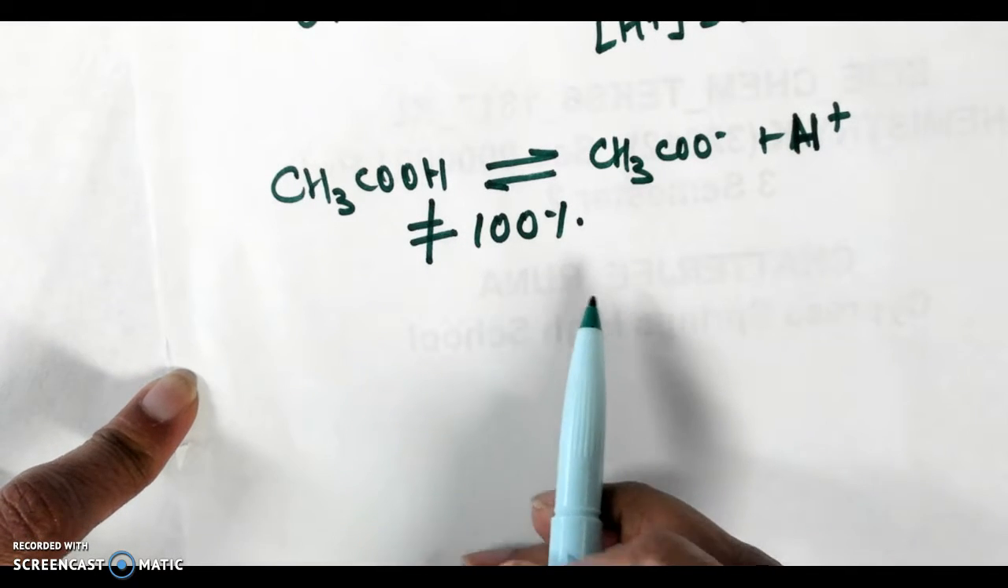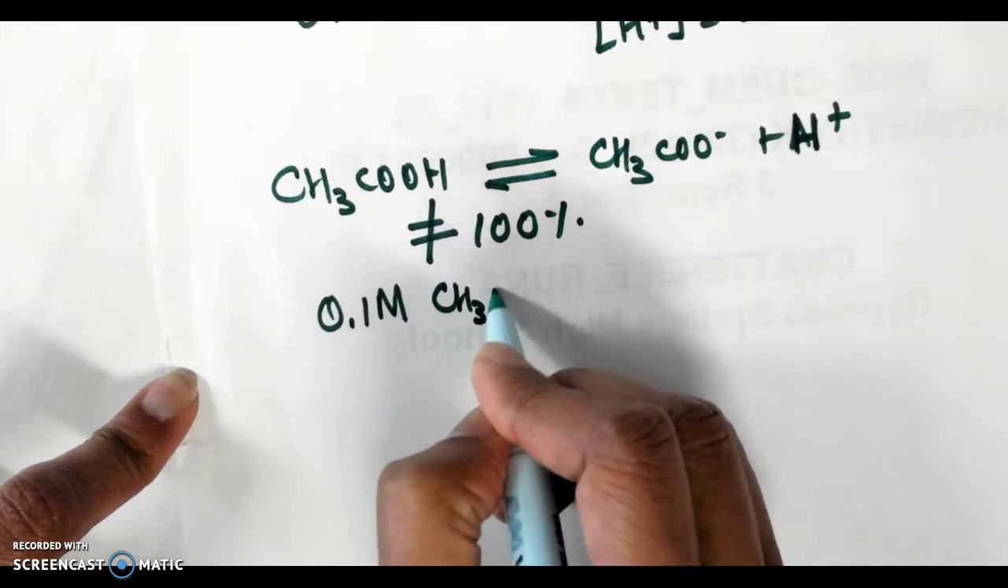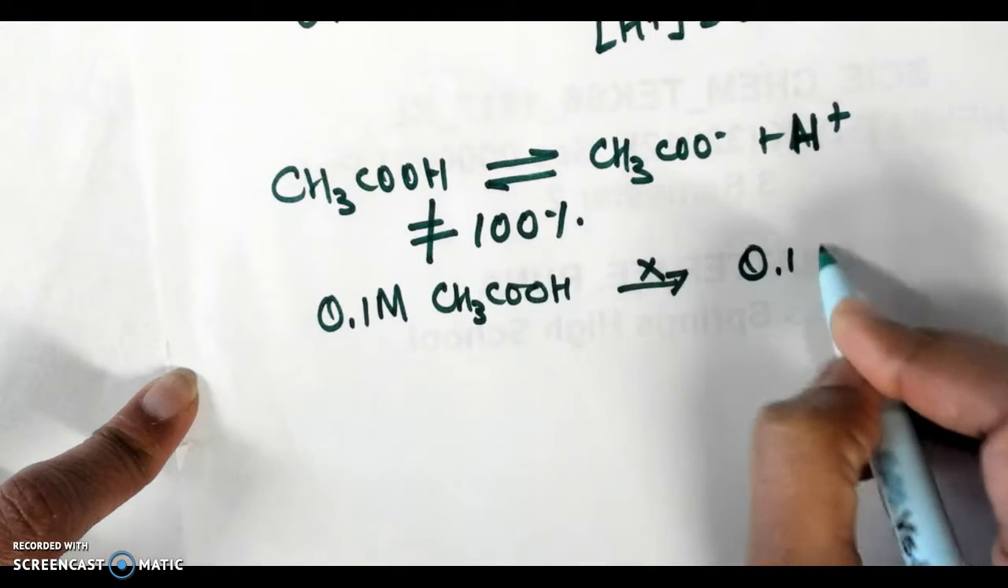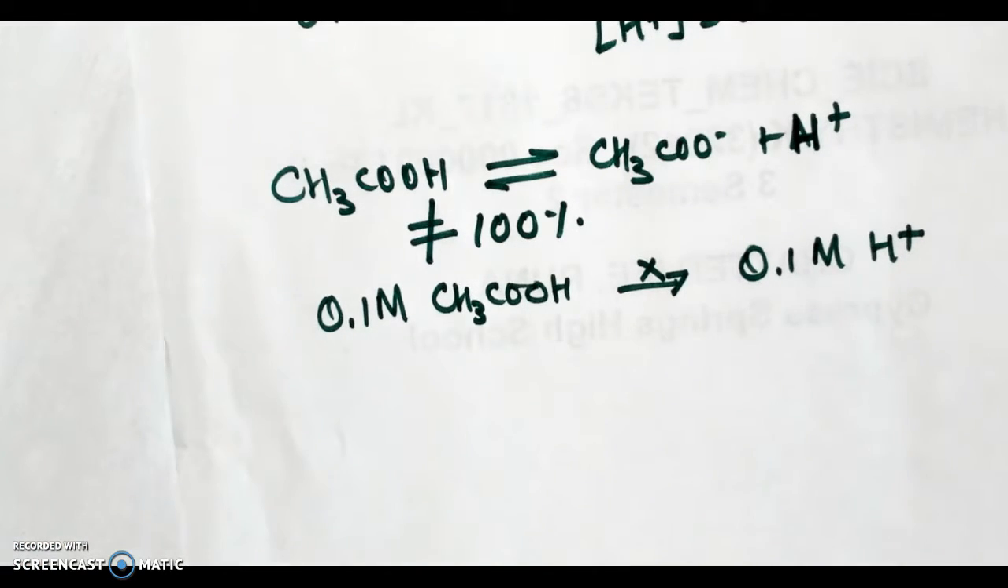What that means is that if I have 0.1 molar acetic acid, it's not going to provide me 0.1 molar H plus. It's going to be much less than that. We can model that also.